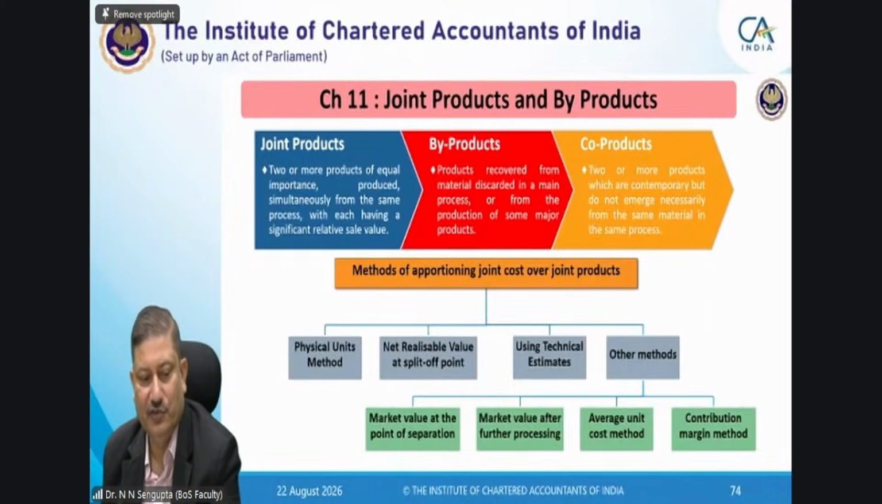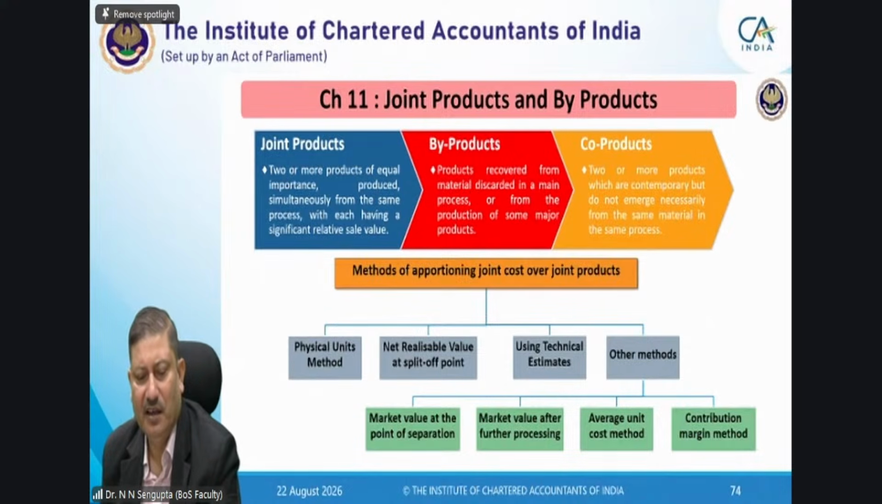Then what is a joint product? What is a byproduct? And what is a co-product? You conceptually understand that two or more products of equal importance when produced are joint products. A product recovered from a material discarded in a main process is basically known as a byproduct, and two or more products which are contemporary but do not emerge necessarily from the same material in the same process are known as co-products.